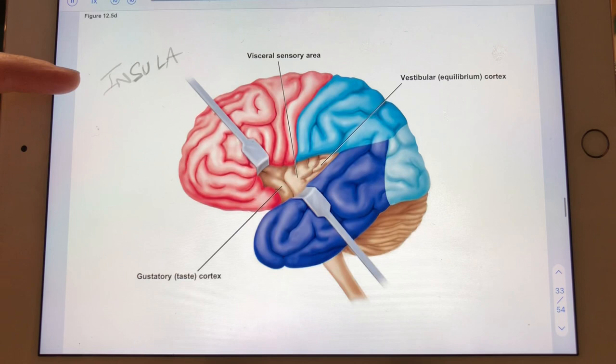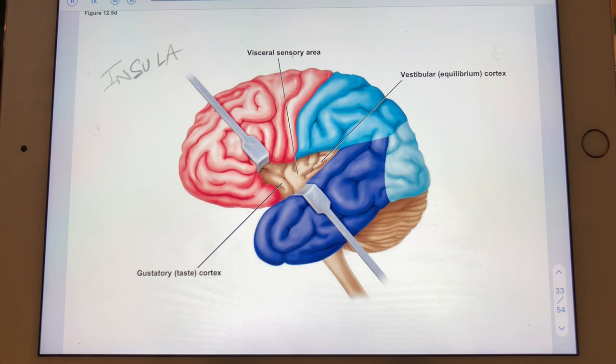Your book unfortunately doesn't help much with finding your gustatory areas, your visceral areas, and your vestibular areas. So I had to add a few slides there. Which lobe are we looking at? If we had to get out forks or tongs, which lobe are we looking at? Yeah, these sensory areas are housed in the insula or the insular lobe. They're both the same thing. Either one's fine. They're housed in the insula.